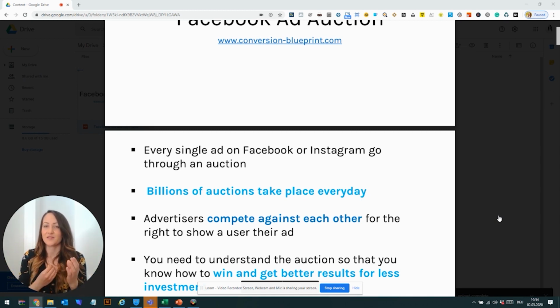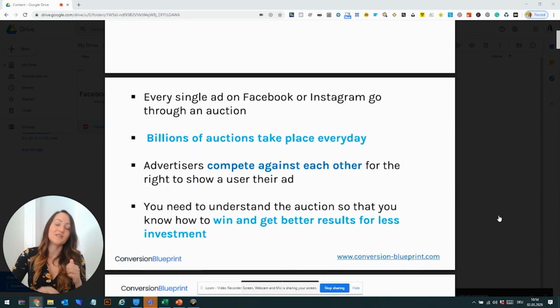And that's why there are certain criteria in the auction, and I'm going to explain them to you in a second. You need to understand this auction because that's the only way that you can win more of them and get better results for less costs. That's what you want to do.